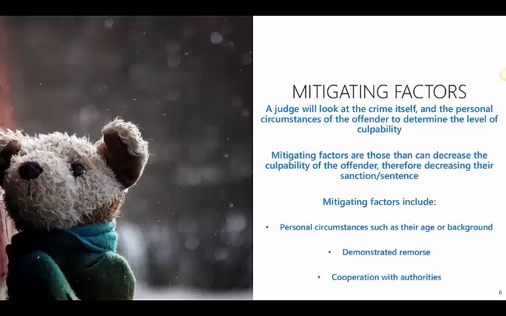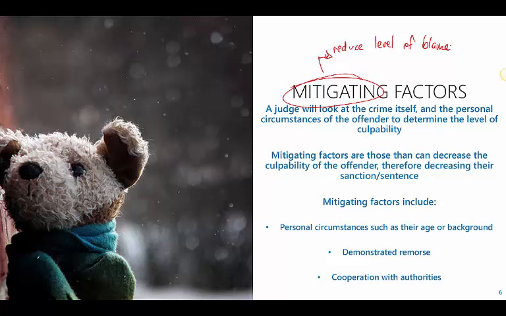In contrast to this, you have mitigating factors, so things that reduce the level of culpability. Okay, so reduce level of blame. Okay. Basically, mitigating factors will therefore decrease your sanction or sentence. So maybe if there are a range of mitigating factors, you might get a community corrections order instead of a prison term, or you might get 2 years in prison instead of 4. So the opposite of what aggravating factors do.